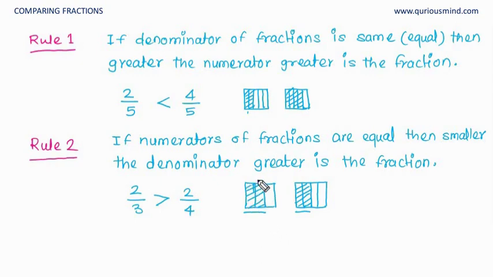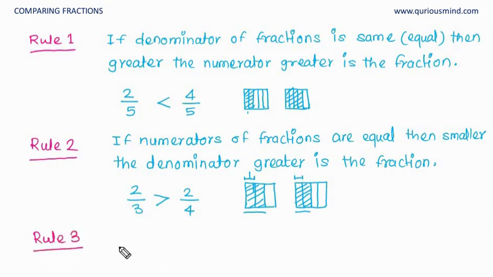Now why is that so? Because when we divided this into 3 pieces, if you look at size of the piece of one piece and size of the piece here, this is a smaller piece and this is a bigger piece. So we are taking 2 smaller pieces and here we are taking 2 bigger pieces. And that's why 2 bigger pieces are going to be greater than 2 smaller pieces. And that's how the rule works. Let's look at rule number 3.